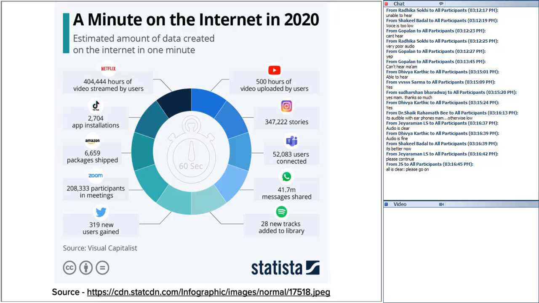If we talk about WhatsApp, 41.2 million, 41.7 million messages are shared every minute. And so this is the data. And now the next point is, has it come only today? Is it only with Industrial Revolution 4.0 that we are seeing this today? And has it only been accelerated by COVID?